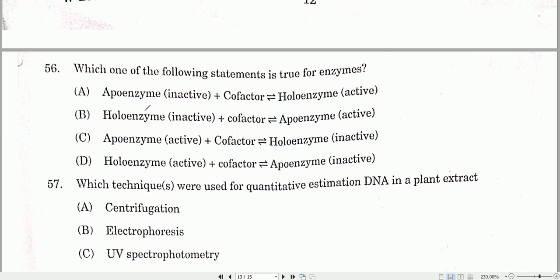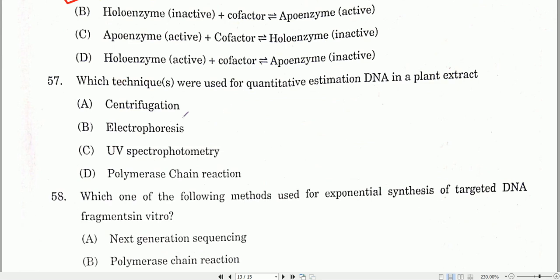Coming to question number 56, which one of the following statements is true for enzyme? As we know, the holoenzyme is the active one, formed after binding of the cofactor with the inactive apoenzyme. So option A will be the correct one. Coming to question number 57, which technique was used for quantitative estimation of DNA in plant extract? That will be your UV spectrophotometry. So option C will be the correct one.